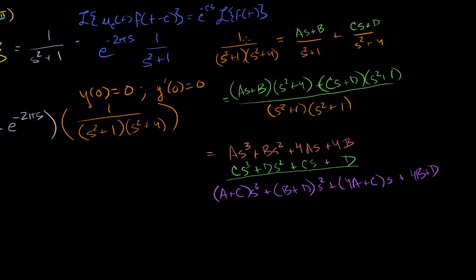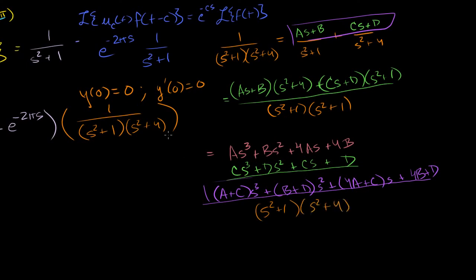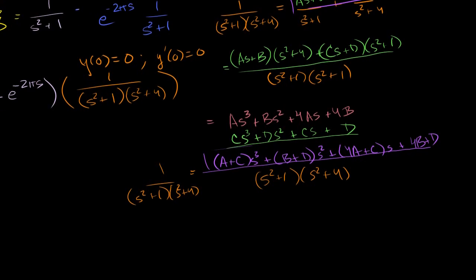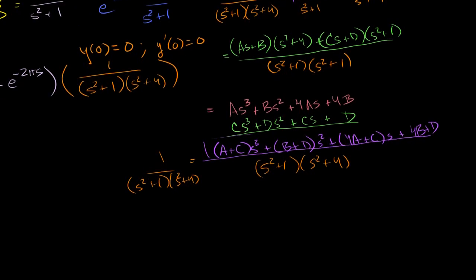All of this is equal to this thing up here. This is the numerator. We just simplified the numerator. That's the numerator right there. And all of this is going to be over your original s squared plus 1 times s squared plus 4. And we established that 1 over s squared plus 1 times s squared plus 4 should equal this thing. And then you just pattern match on the coefficients. This is all just intense partial fraction expansion.